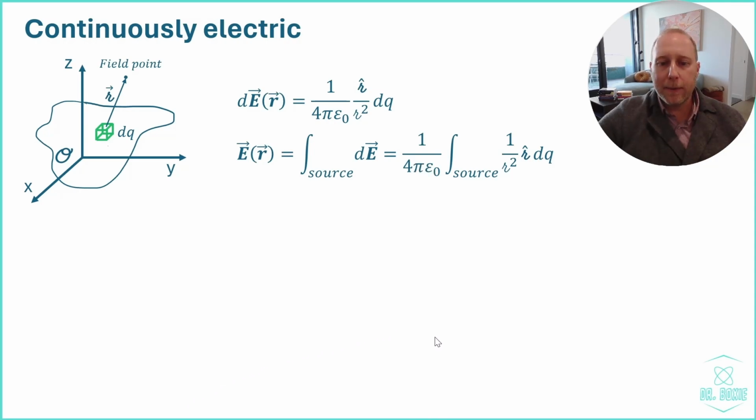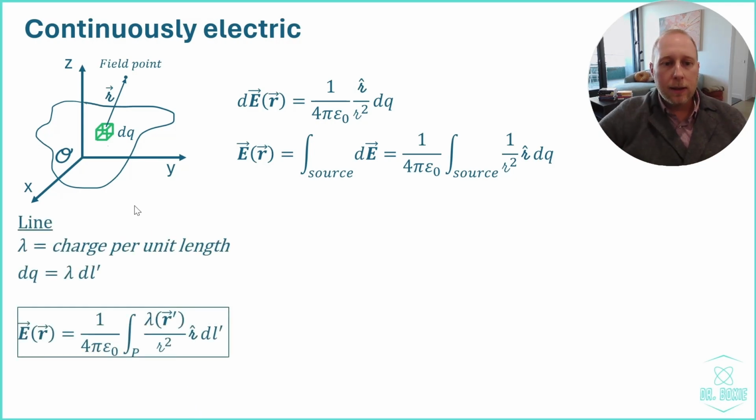Now, this can still be rewritten depending on what case we are looking at. If the continuous distribution of source charge is linear, so if it sits on some line, whether it's straight or curved is not important, we can look at lambda, which is by definition the charge per unit length. dq can then be written as lambda times dl prime, where dl prime is the length of an infinitesimally small portion of that line. And if we plug in lambda dl prime for dq in the integral, we get this expression.